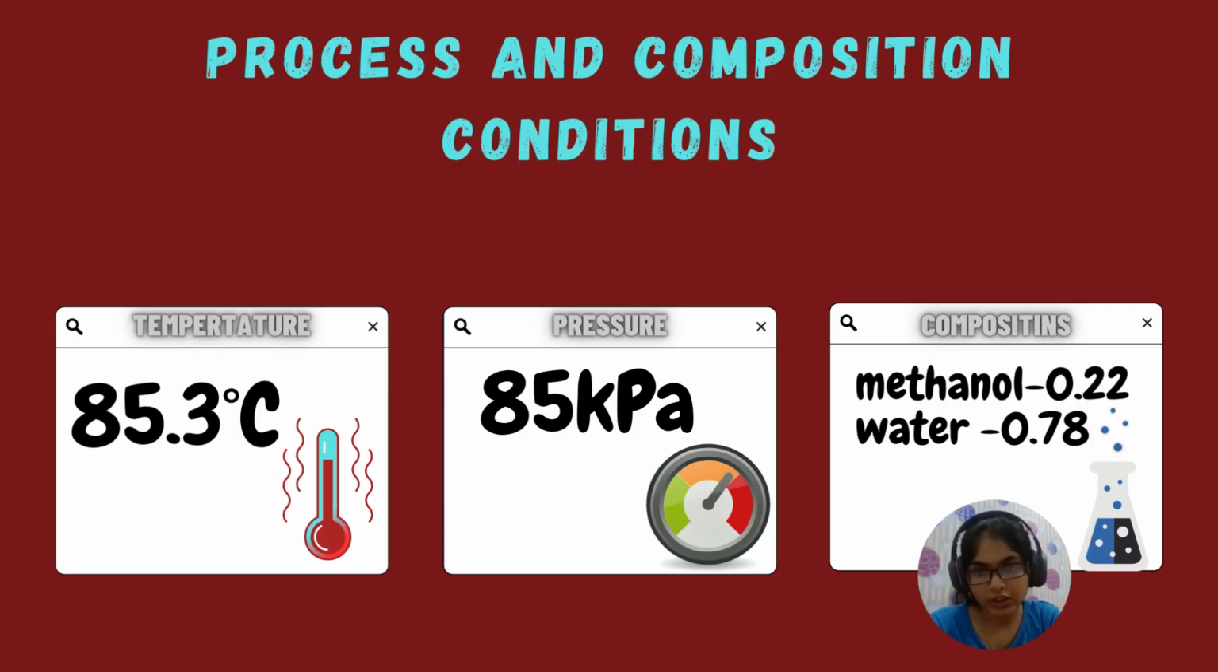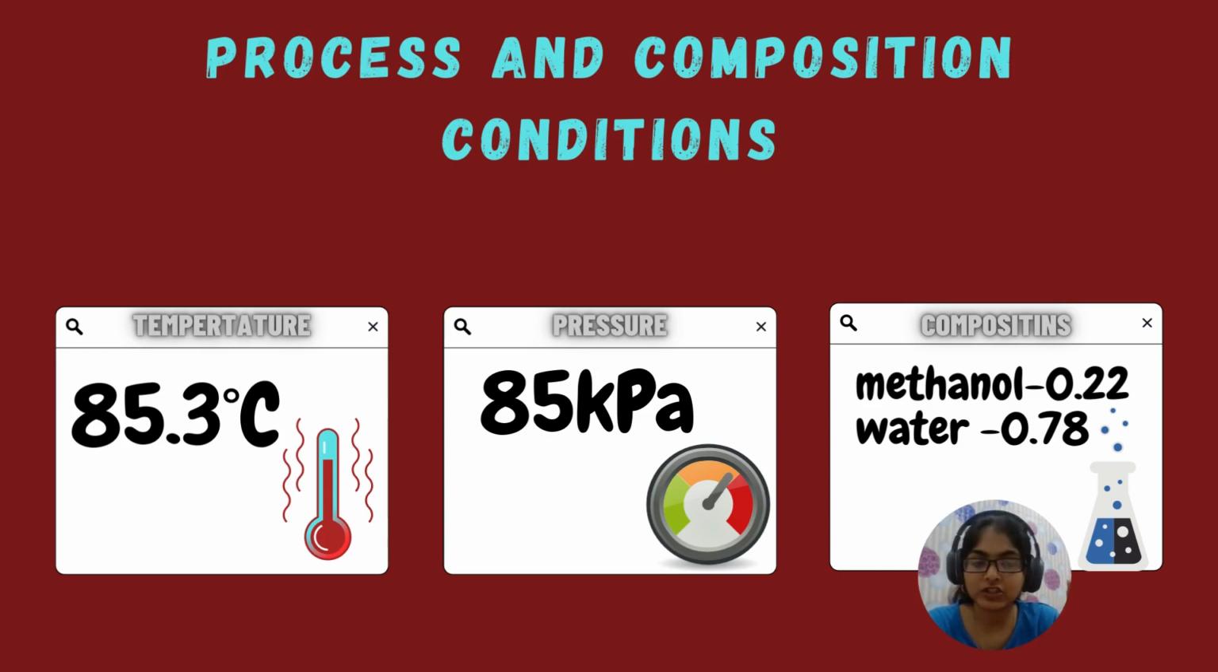Before we start our calculation, we fix our temperature, pressure, and composition. The temperature is set to be 85.3 degrees Celsius. This is because the normal boiling point Tn for methanol is 64.75 degrees Celsius, whereas the normal boiling point for water is 100.15 degrees Celsius. So we took the temperature in between the range for our calculation.